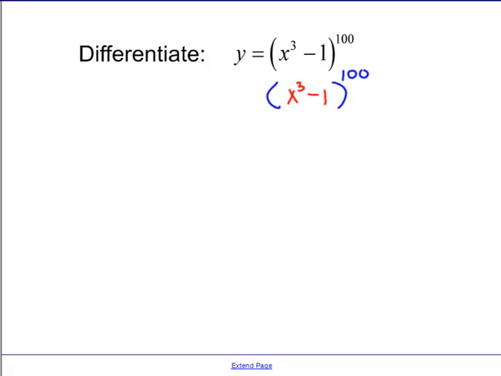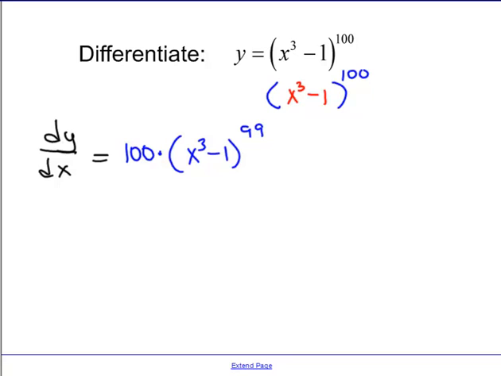So when we differentiate, which is finding the derivative of y with respect to x, we have to first take the derivative of our outer function. In this case, it's a function that raises something to the power of 100, so we have to use the power rule. So the power comes to the front, and then we subtract 1 from the power. And notice that our x to the third minus 1 just stayed the way it is here.